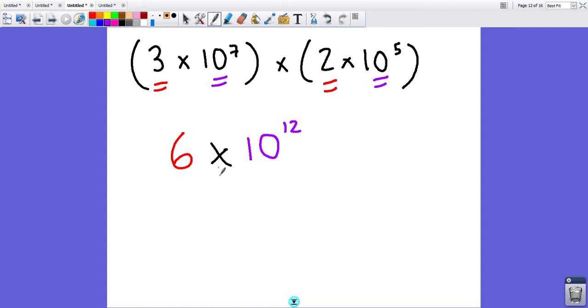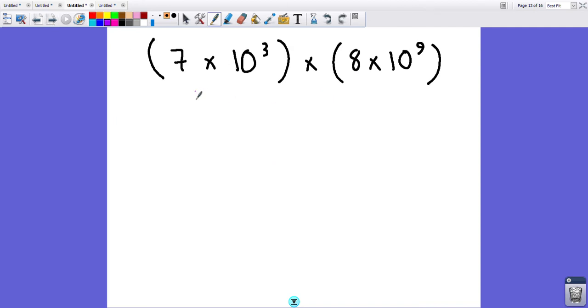Now this is in standard form. The reason it's in standard form is because we have a number times by 10 to the power of something, where this number is between 1 and 10. So 6 is okay because it's between 1 and 10. Building up a little bit.